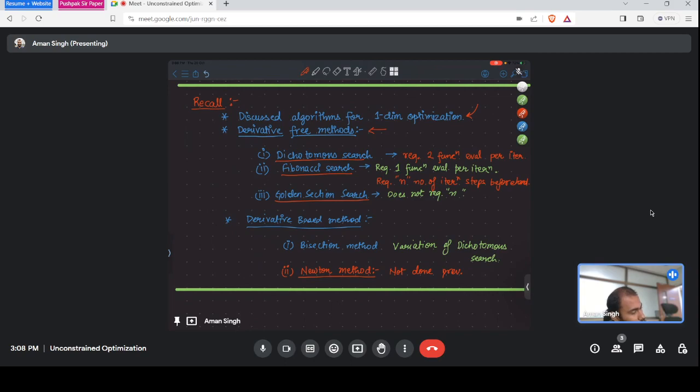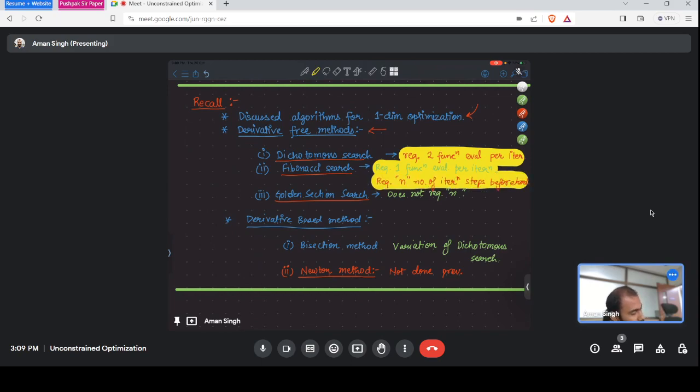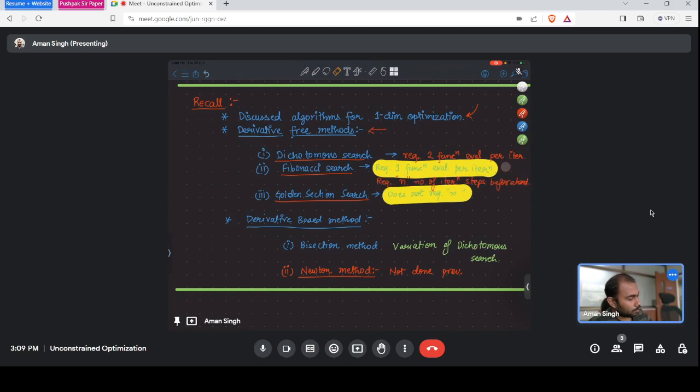We saw that for dichotomous search, two function evaluations were required per iteration, so that was the disadvantage. Then for Fibonacci search, only one function evaluation was required, so we solved that, but it had another disadvantage: it required the number of iteration steps n beforehand. Before starting the iterations, we need to specify the number of steps. To solve that, we use what is called golden section search, and it does not require n.